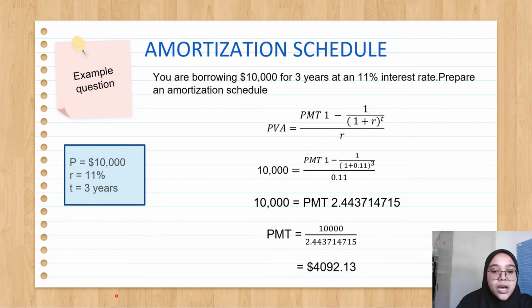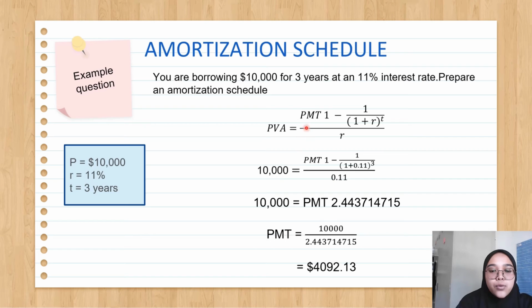Okay, before that, the given is P. P is principal, or we can call it present value annuity, which is $10,000. The rate is 11%, and we convert to a decimal, 0.11. The time T is 3 years. Before we do the amortization schedule, we must find the payment first. We use this formula to find the payment: present value annuity equals payment multiplied by 1 minus 1 over 1 plus r to the power t, over r.